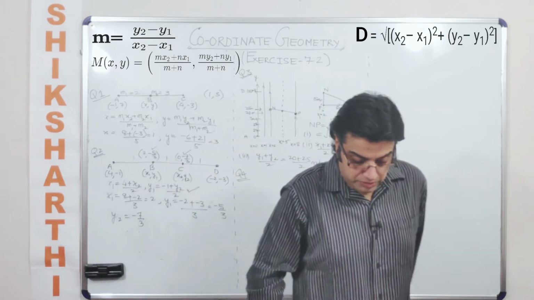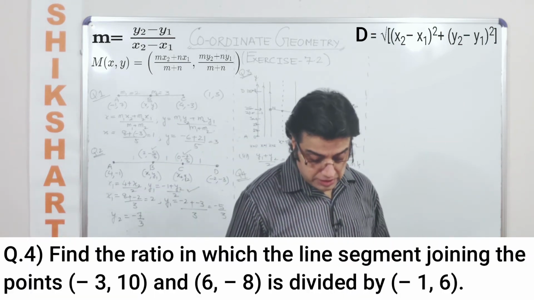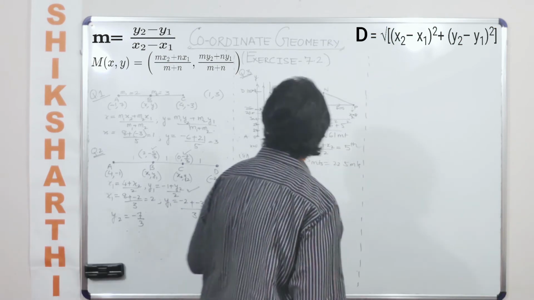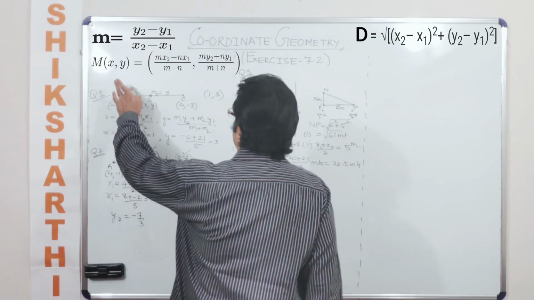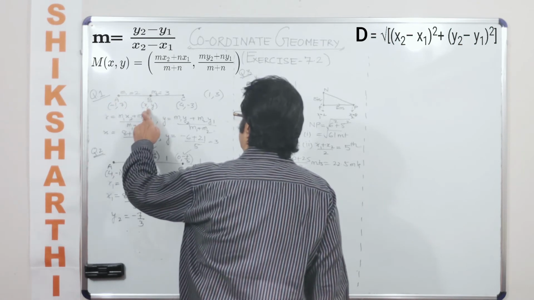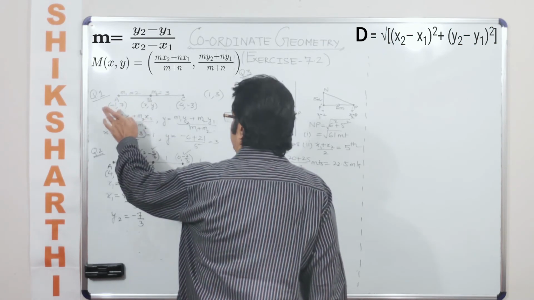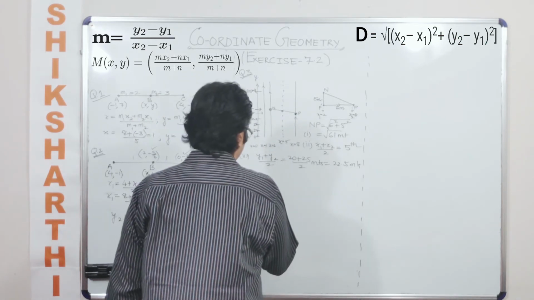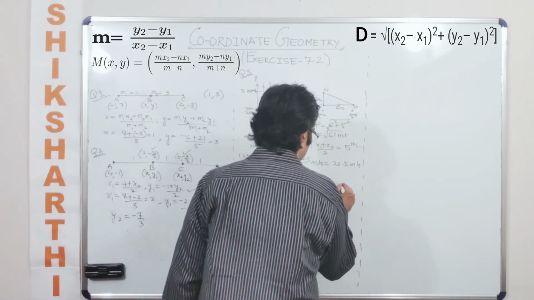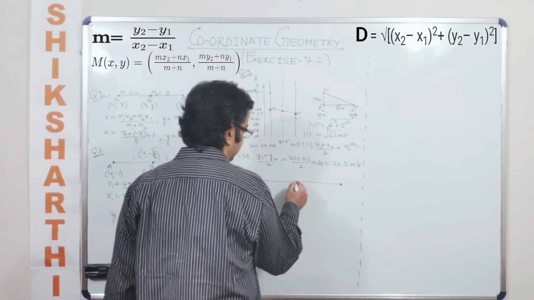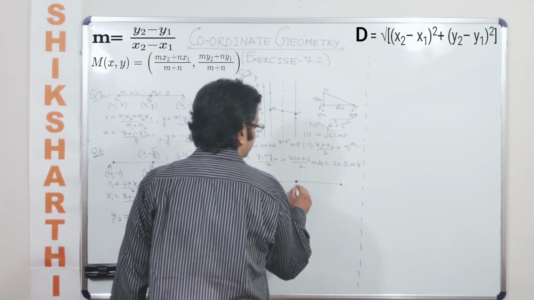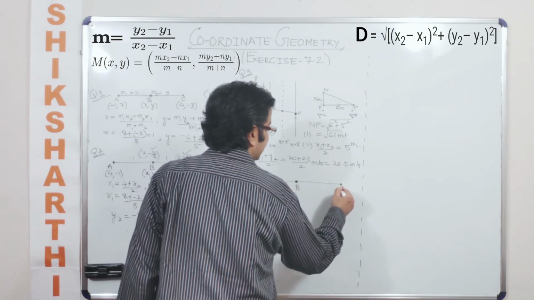Question number 4 talks about find the ratio in which the line segment joining the points this and this is divided by this. So kind of a first question only. Now here they had given you the ratio, they had not given you the point x comma y. Here they are giving you all these 3 points and they are asking you to calculate the ratio. So as advised earlier also, before you begin with the question, you need to have some initial introspection on the question so that it gives you the way to proceed.